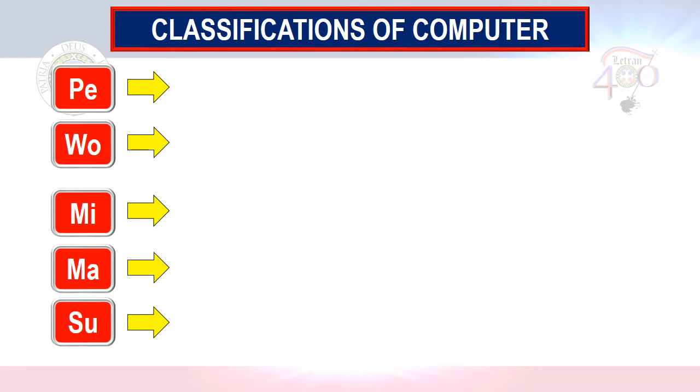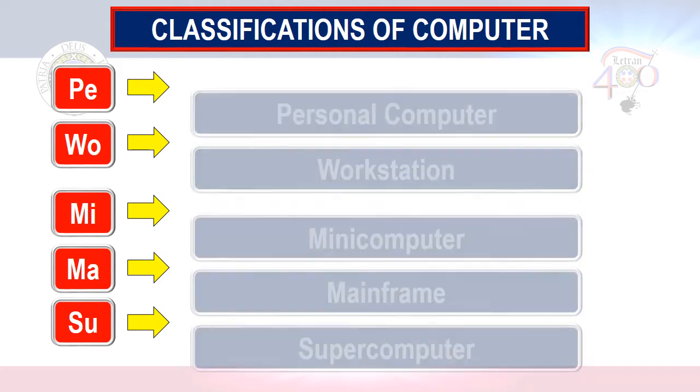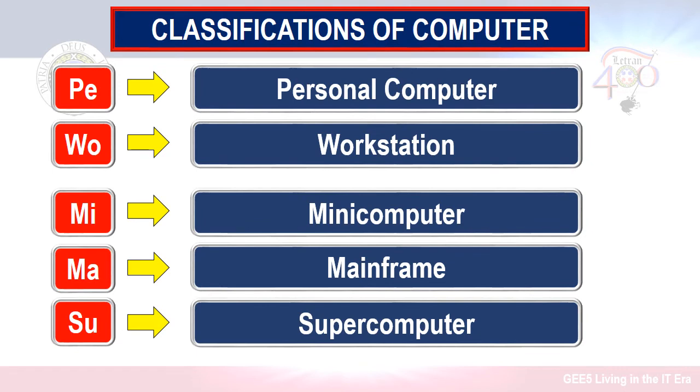Computers can be classified based on size and computing power. However, as technology advances, these classifications tend to overlap as modern computers have become smaller, yet more powerful and relatively cheaper. So we have PiWo MiMaSo: personal computer, workstation, mini computer, mainframe, and supercomputer.